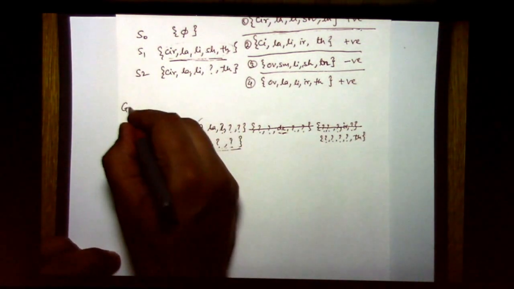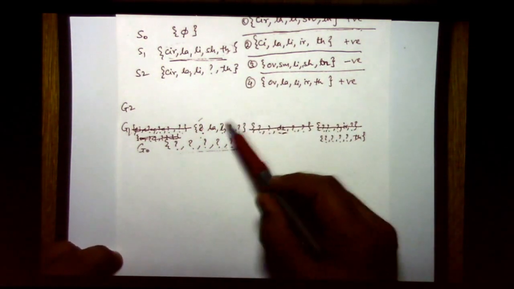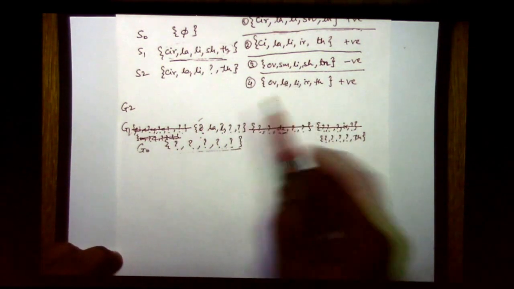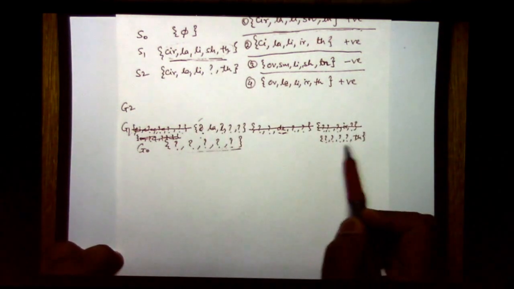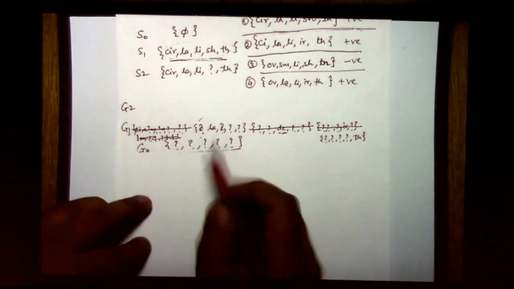Right? So now you are creating a G2. So G2 will not contain this. This one is fine because this one has large, this is large. This one is also fine, thick and thick, right? So now your G2 will only have these two.